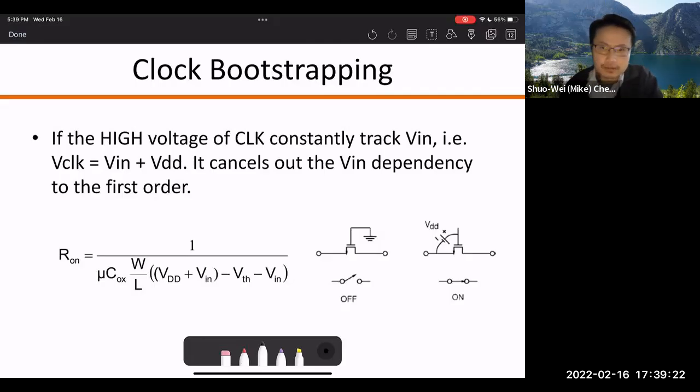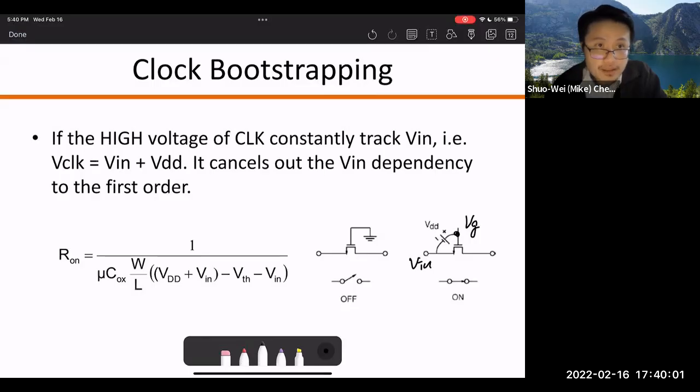So the idea is that before, in the clock boosting circuits, when I turn on the switch, I double the swing, right? In that case, I basically double the swing. Right now, I don't double the swing. What I want to do is that I want the gate voltage, so this is a VG node, to be exactly V in plus VDD. So I'm no longer interested in making it twice VDD. I want this gate voltage to be exactly V in plus VDD.